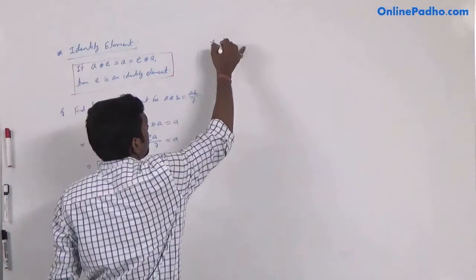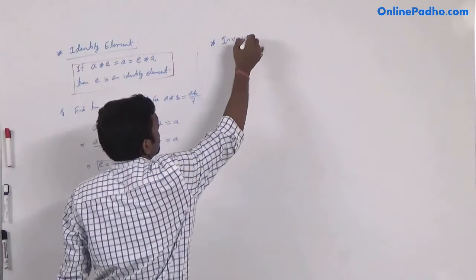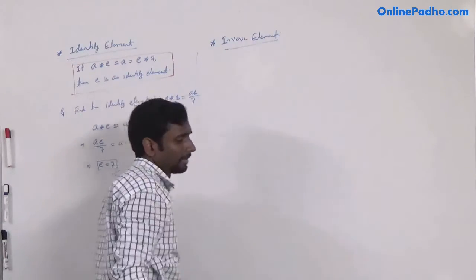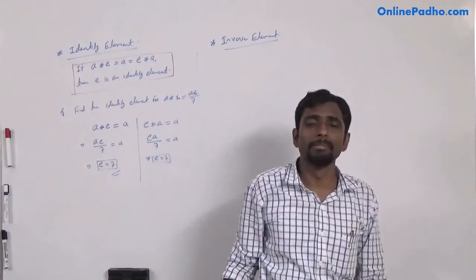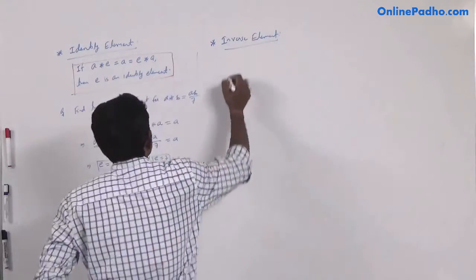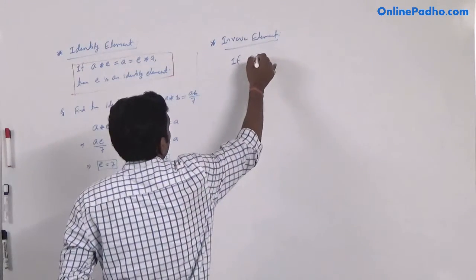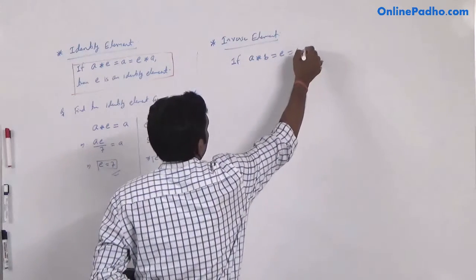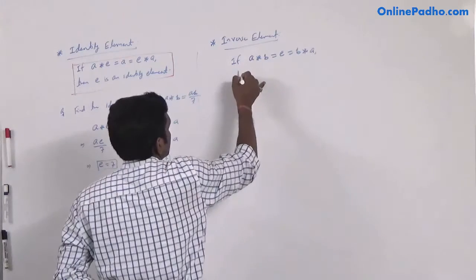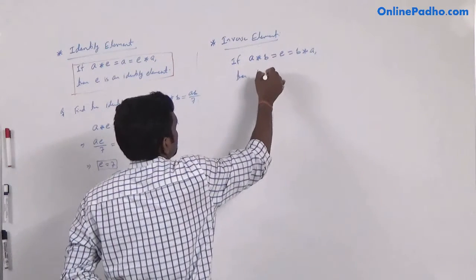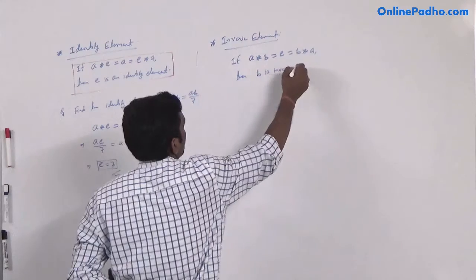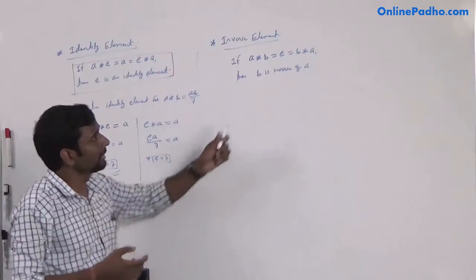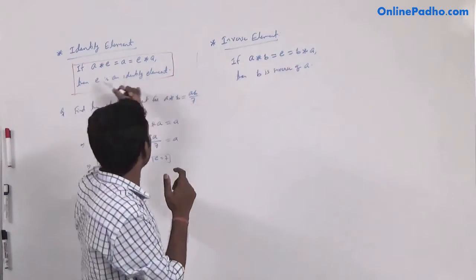Now the second part is inverse element. How can we say that inverse exists in the binary operation? Let us see, it's very simple. If A star B is equal to E is equal to B star A, then B is inverse of A, or A is inverse of B. Very simple. What do we mean by E here? E is the identity element.